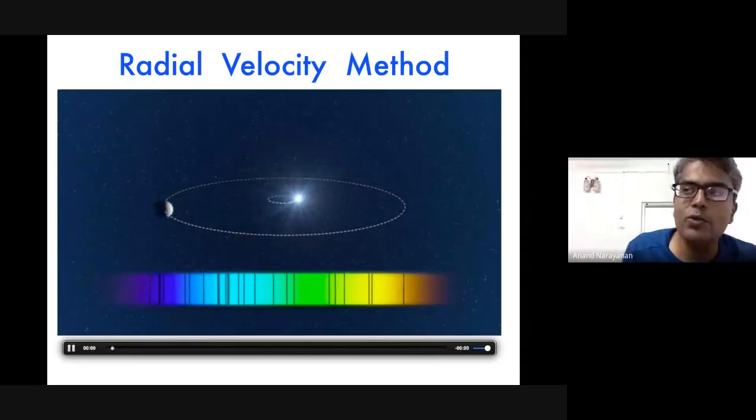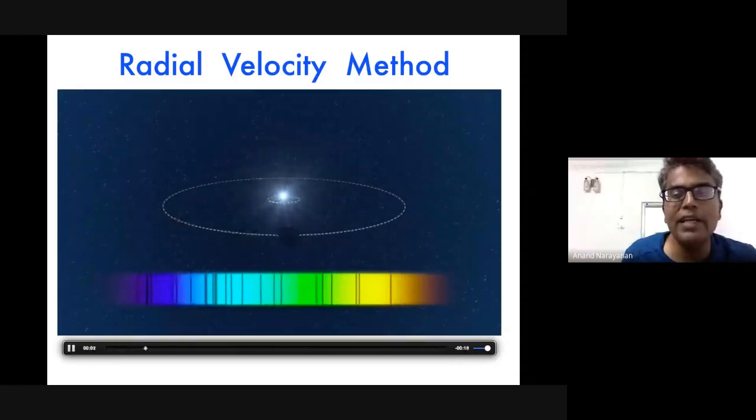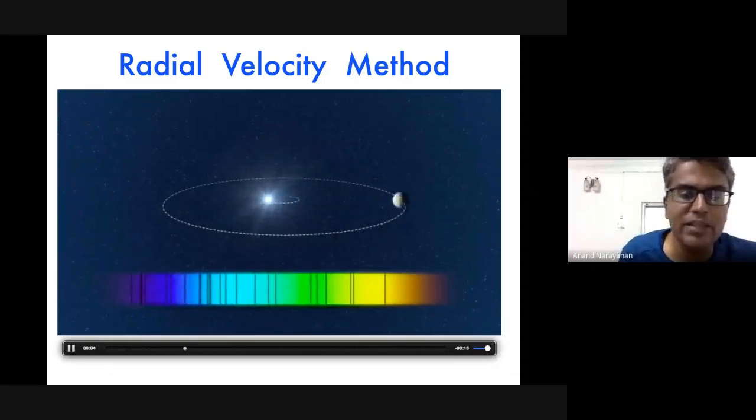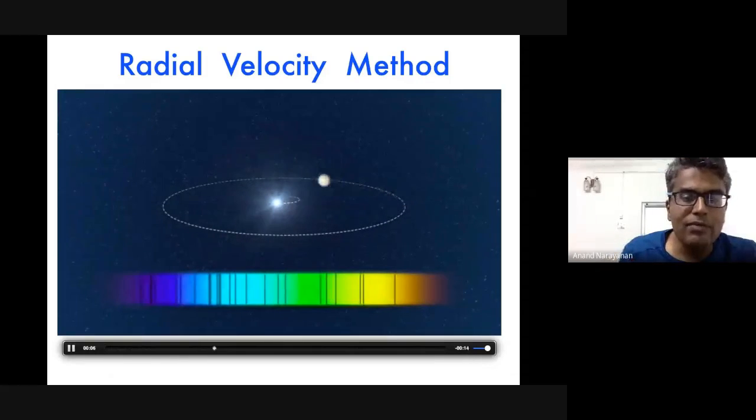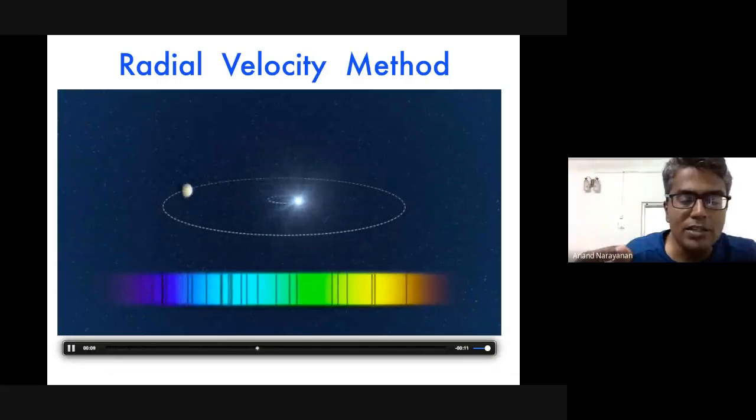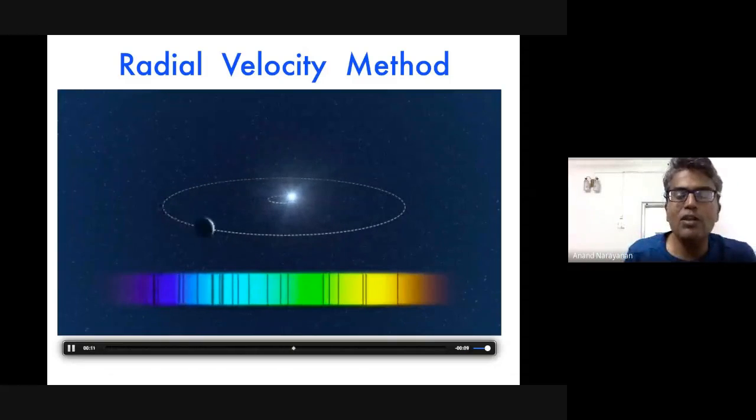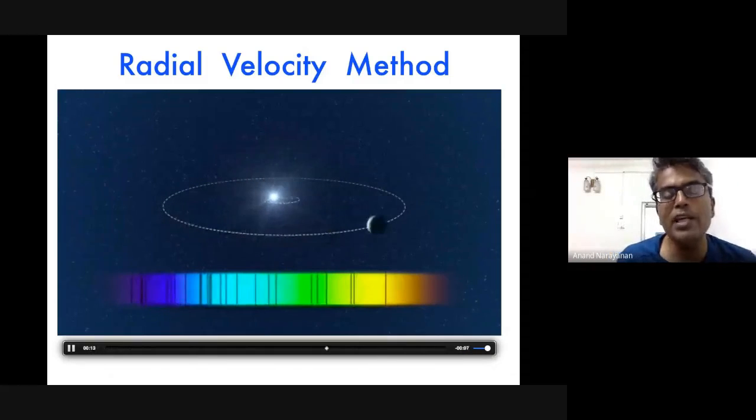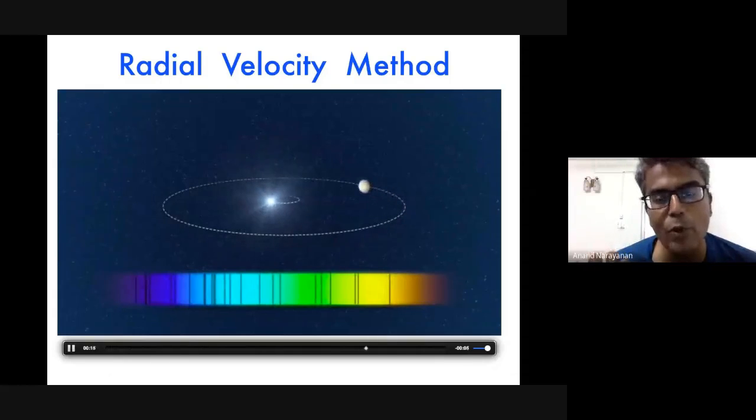And if the source is moving away from us, the light will get red shifted. Okay, that's also Doppler effect. So when we are looking at a star with a planet around it, the star is not stationary. It will be going around in these small circles, and at some time it will be coming towards us, and some other times it will be going away from us.